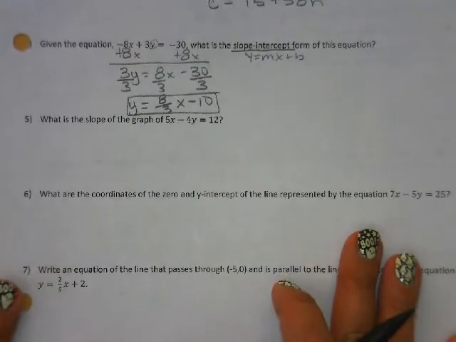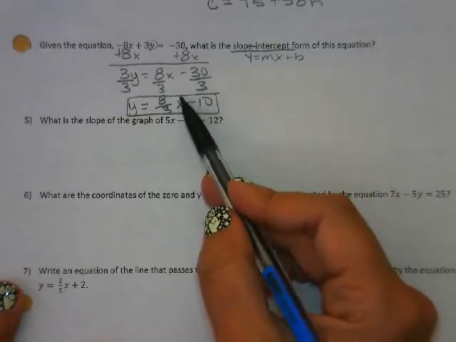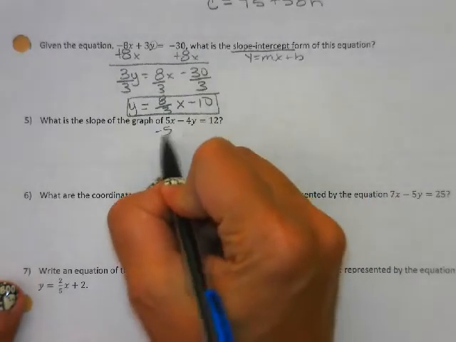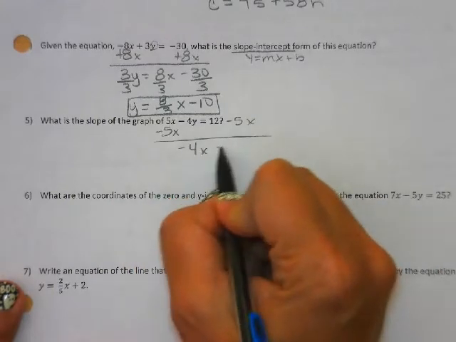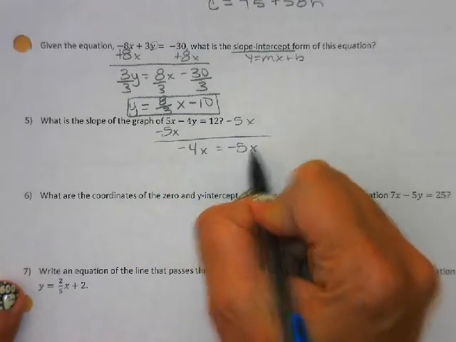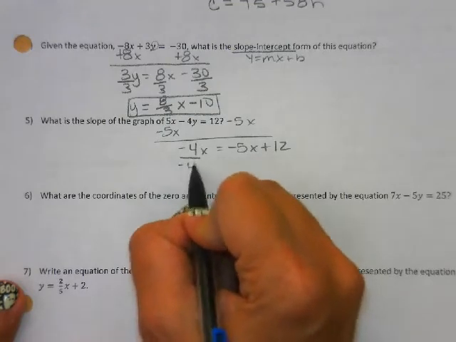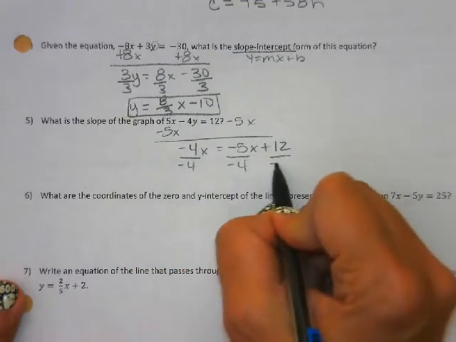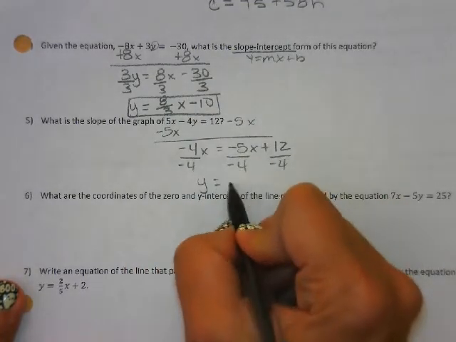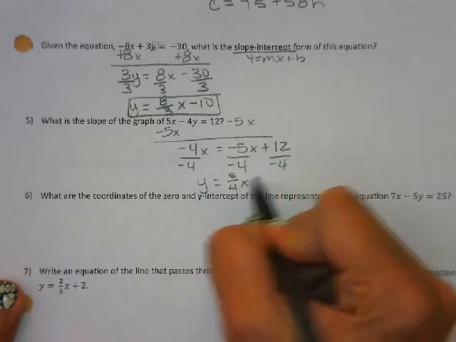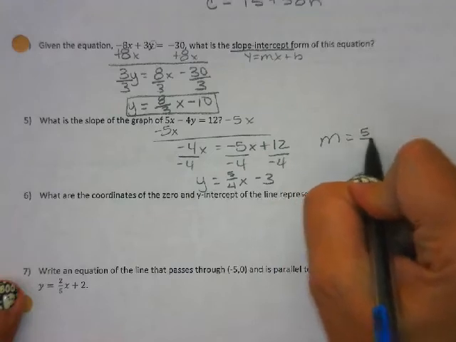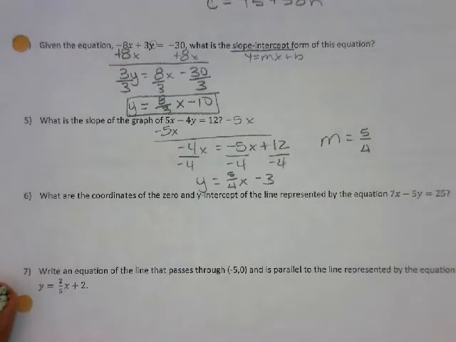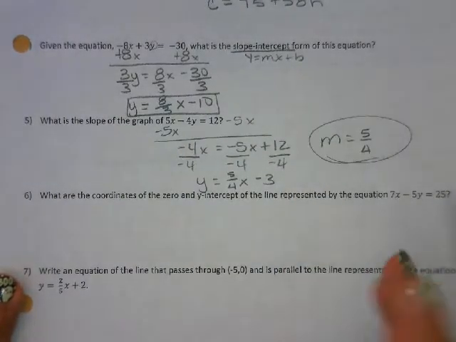What is the slope? You have a couple of ways to find this. Probably the easiest way is exactly what we did up here. Change it to y equals, and then you will be able to see that slope. Divide everything by a negative 4. Make sure you take your sign with you. A negative divided by a negative is a positive. So I can see that my slope here is 5 over 4.